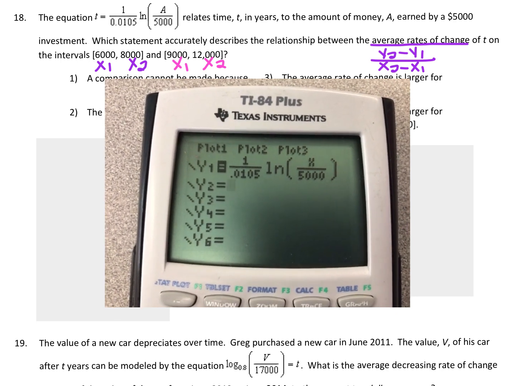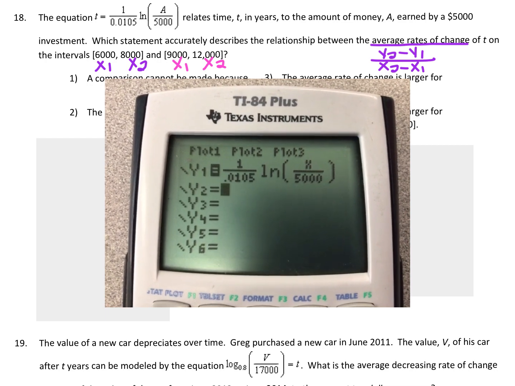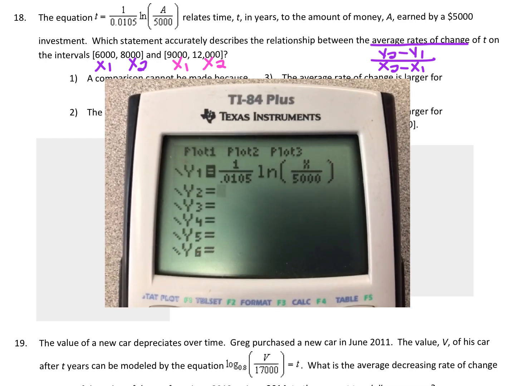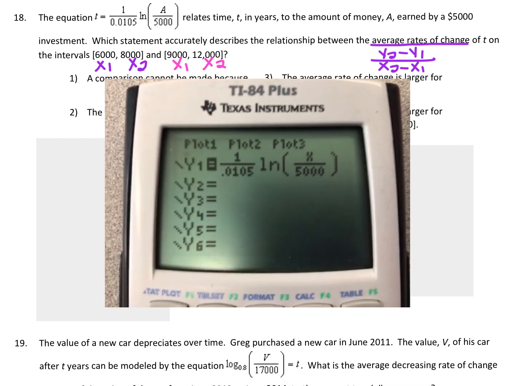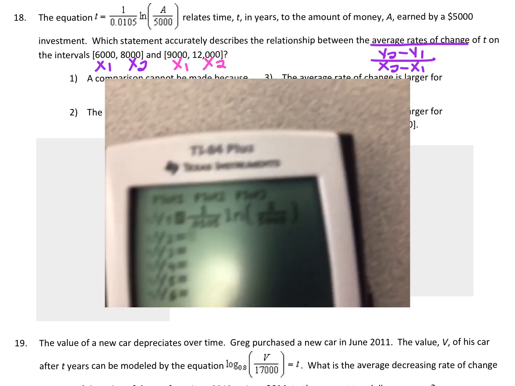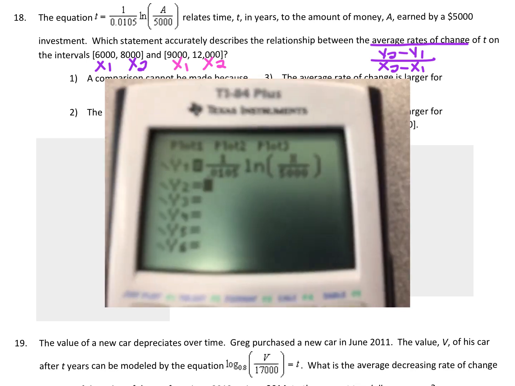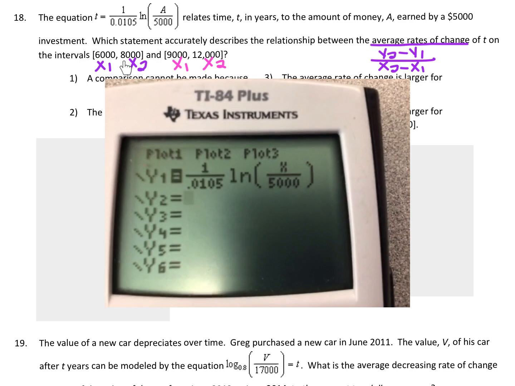I'm going to start off with, I think, the most basic way that a lot of you guys are used to. So if you go to y1, okay, I just plugged in this equation, and what you notice is that instead of an a, right, I used an x, because that's what we use when graphing in the calculator, x and y. Now, I'm looking at these intervals. The first interval is from 6,000 to 8,000.